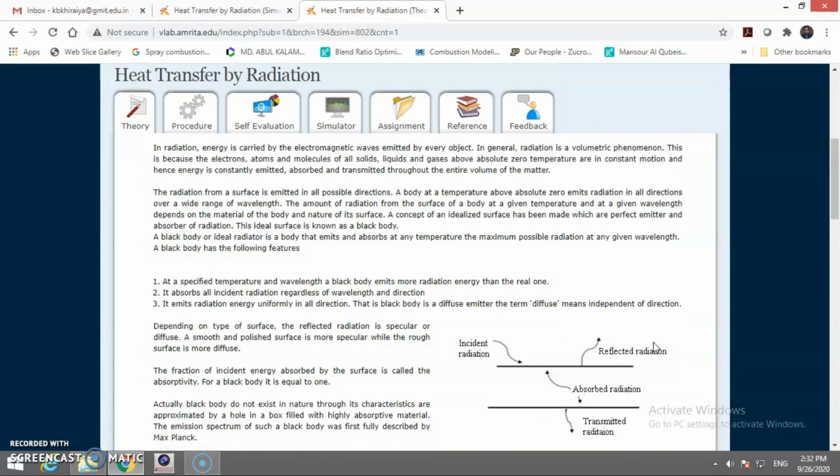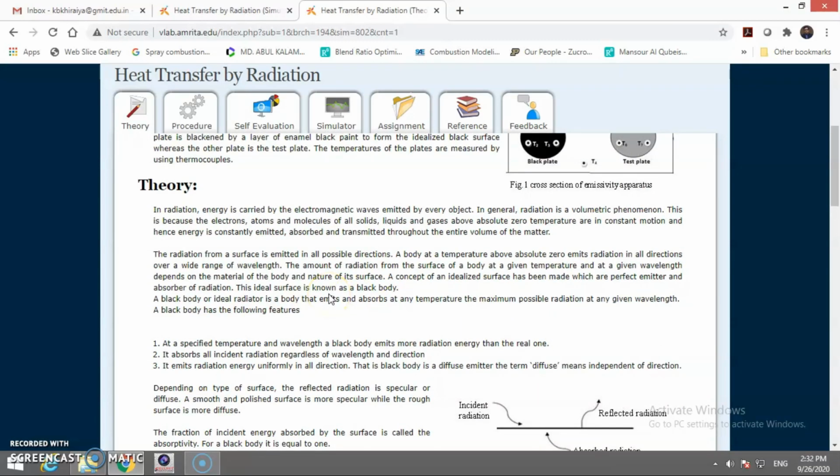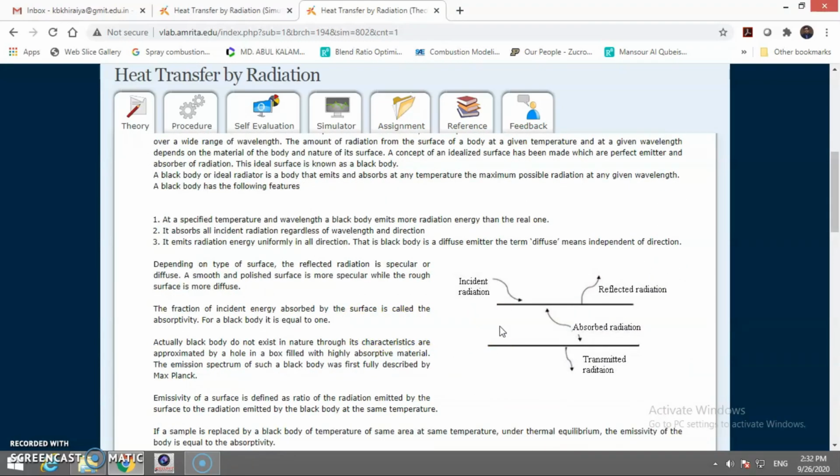Now the theory. We know that a black body emits the maximum amount of radiation, and it also absorbs the maximum amount of incident radiation. We study three different properties of surfaces: absorptivity, reflectivity and transmissivity. Based on these three properties, the incident radiation on any surface is either absorbed by the surface, reflected back, or transmitted through the surface. So based on this energy balance equation, we define the absorptivity, reflectivity and transmissivity.